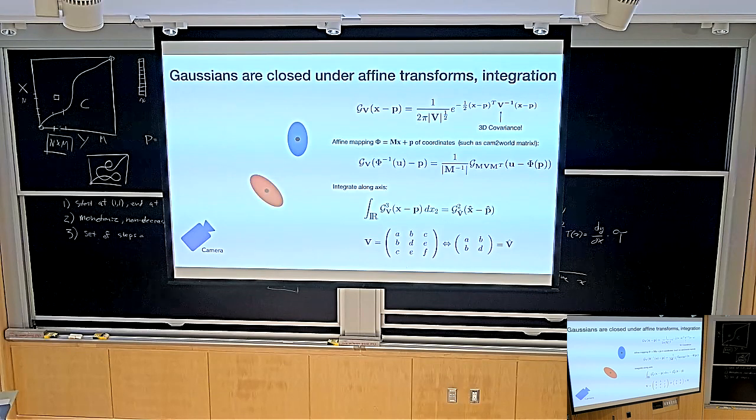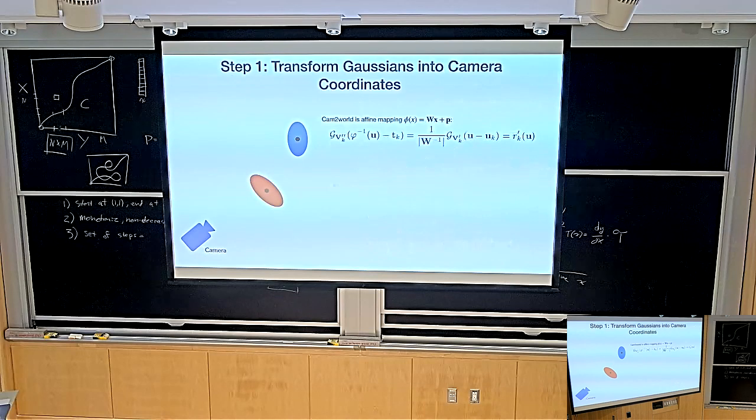And that, in fact, gives you the covariance matrix of the 2D Gaussian. So far, so good? Good. Okay. So now we're just going to use this to build a little rendering algorithm, okay?